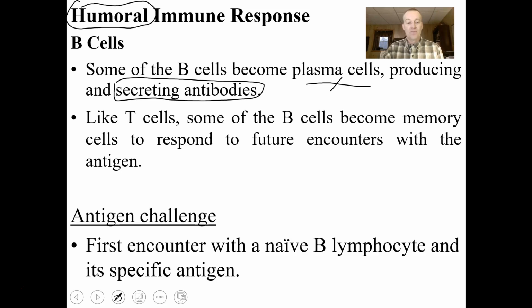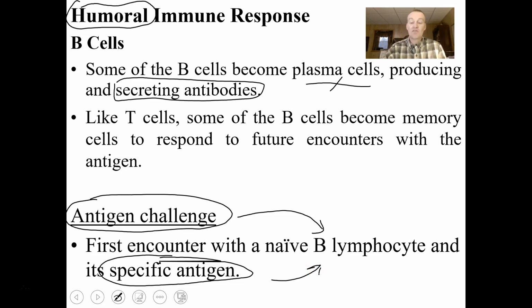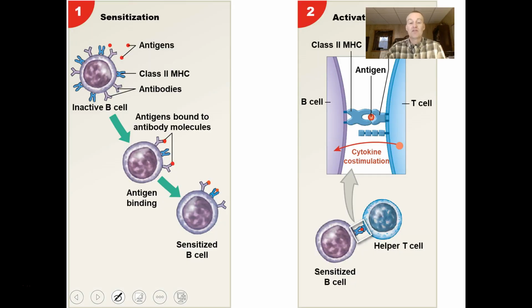All right, so in order for a B cell to be activated and to work, it has to basically be challenged. So there has to be antigen challenge. This is the first encounter that a B cell that's never been challenged before will have to undergo in order to become activated. Now this challenge will be with a specific antigen. A specific antigen will activate only specific kinds of B cells that can recognize that specific kind of antigen. So this has a lot of specificity to it. It's very, very specific.